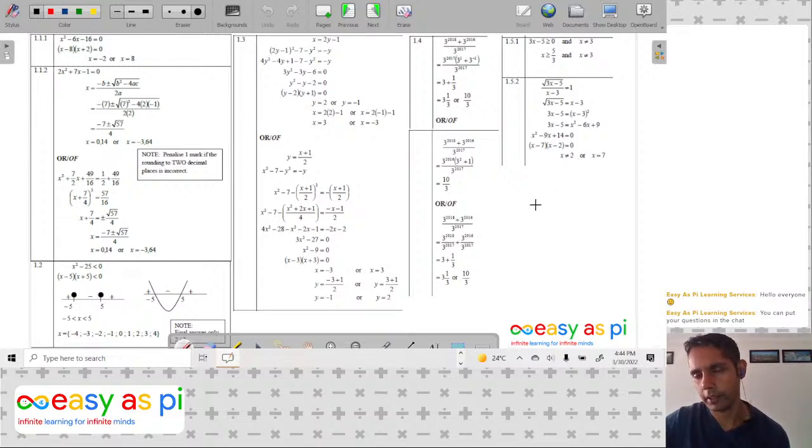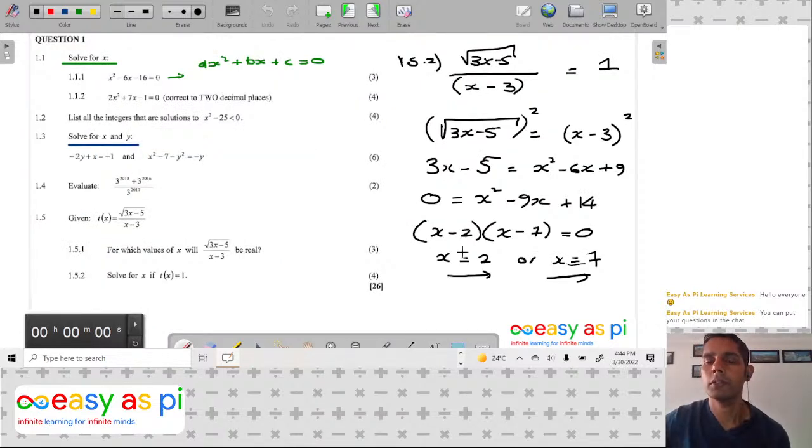That's the answer, but they say x is not equal to 2. I just need to figure out why. 3 times 2 is 6, 6 minus 5. Ah, yes, okay. So the reason why they say x is not equal to 2, right? Because what I would have is 2 minus 3, which is minus 1. And this would then be root of 1, which could be plus 1 or minus 1. So in this case, even if you didn't put the equal to, it would still be correct.